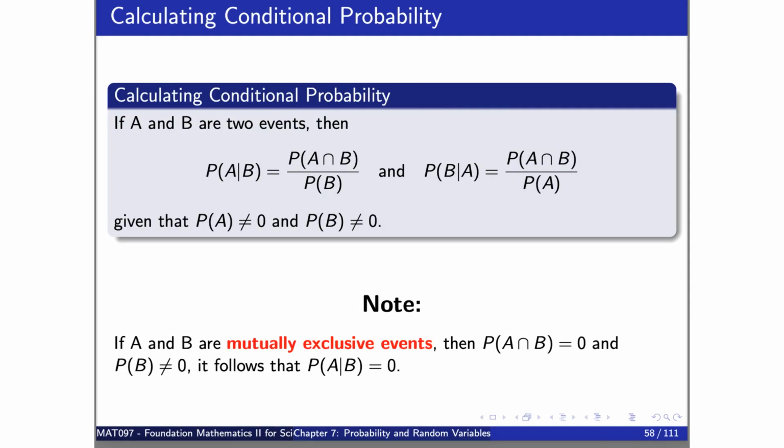A note on mutually exclusive events. If A and B are mutually exclusive events, then the probability of their intersection is zero. If the probability of B is not zero, the conditional probability of A given B is zero.